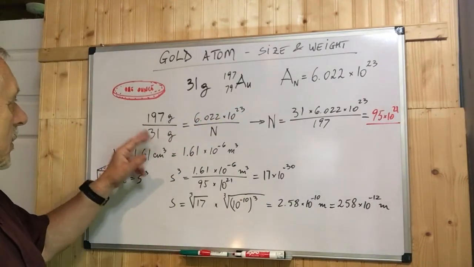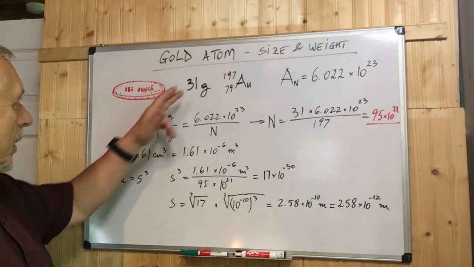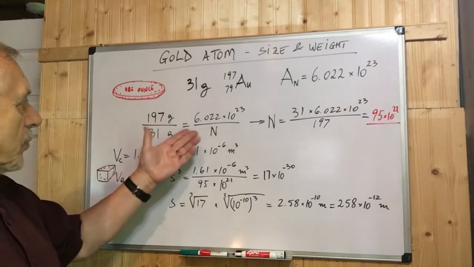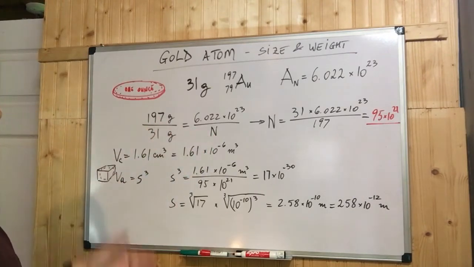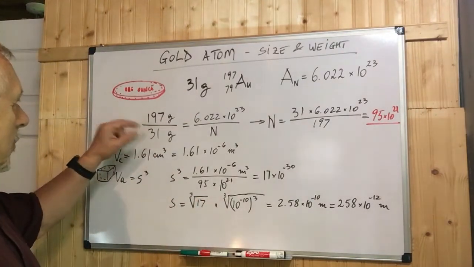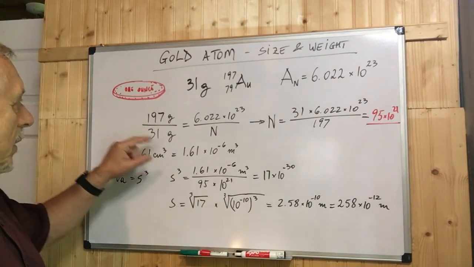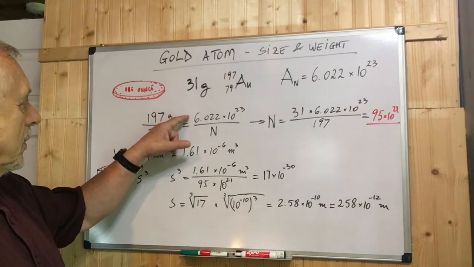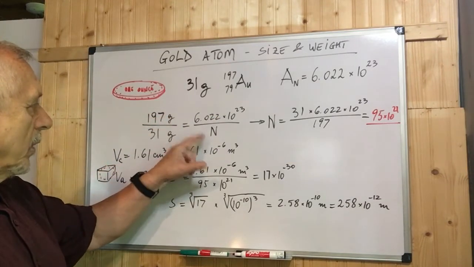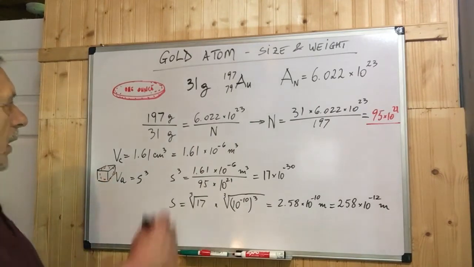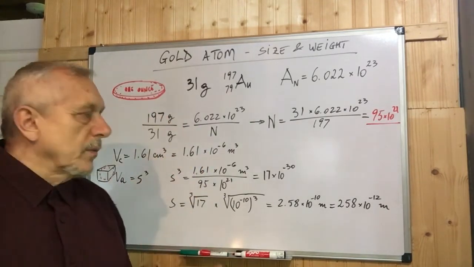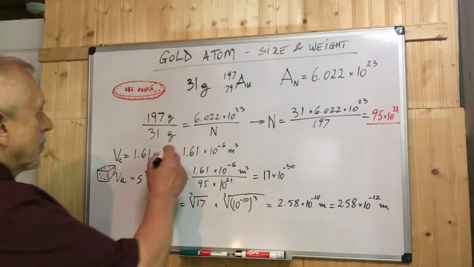Now our coin, let's say it's only 1 ounce, which is 31 grams. So how can we find out how many atoms this coin has? It's very easy. We have a ratio here, 197 over 31 should be equal to the Avogadro number over our number, which we need to find out. And we can use cross multiplication here. It's a simple equation, but I hope you know how to solve that.